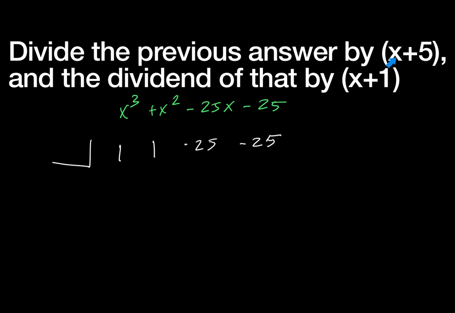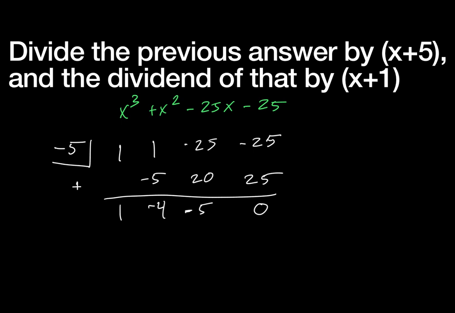And if I'm dividing by x plus 5, the number that goes over here is what makes that value 0, which is negative 5. So the root is x plus 5. The 0 is negative 5. Bring it down, multiply. Add, multiply. Add, multiply. Add. It's 0 again, which means x plus 5 is a root.